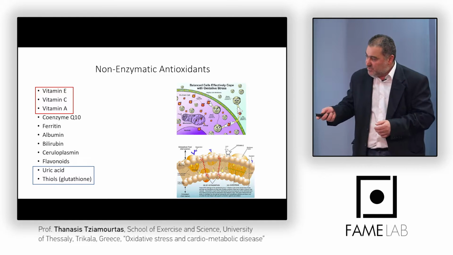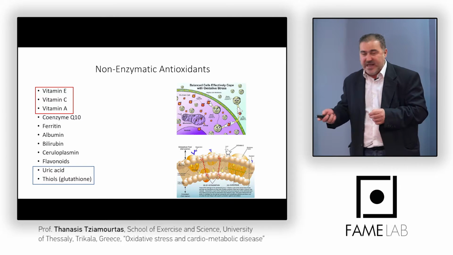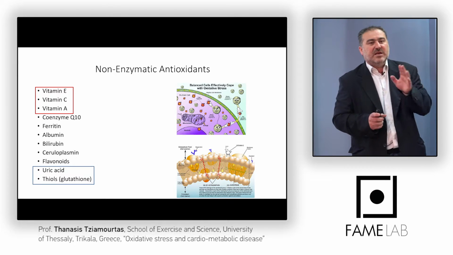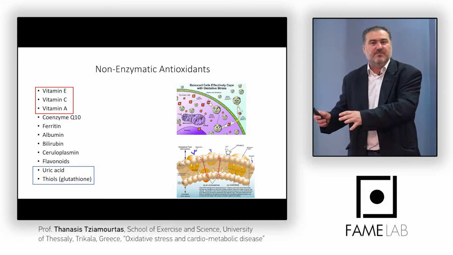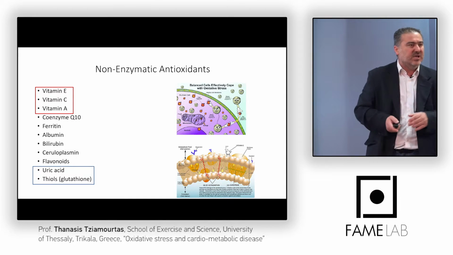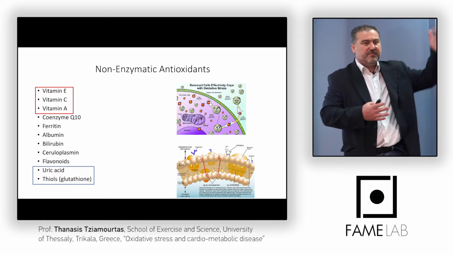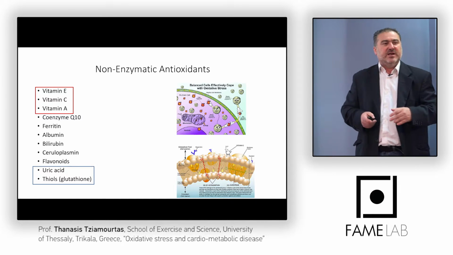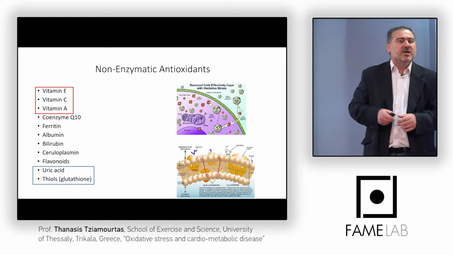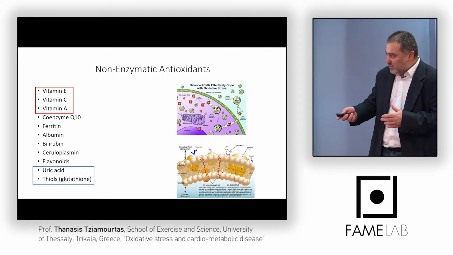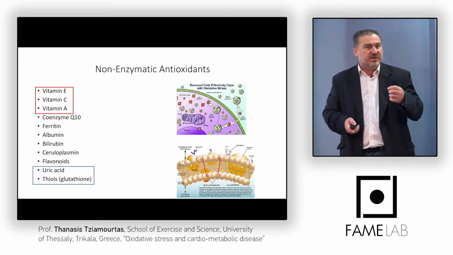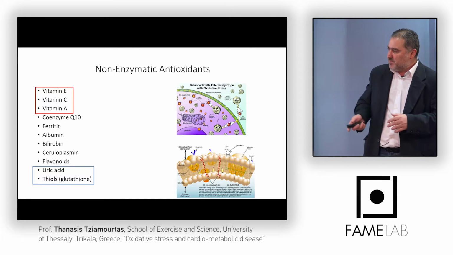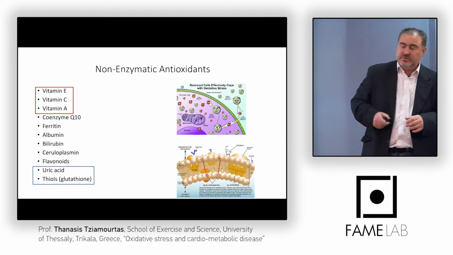And here we see 2 other molecules, uric acid, which is believed to account for 50% of the antioxidant capacity of the plasma, and there is a specific metabolic pathway that is going to lead to uric acid, and we can explain why uric acid is presenting with such a high antioxidant capacity, but this is beyond today's talk.